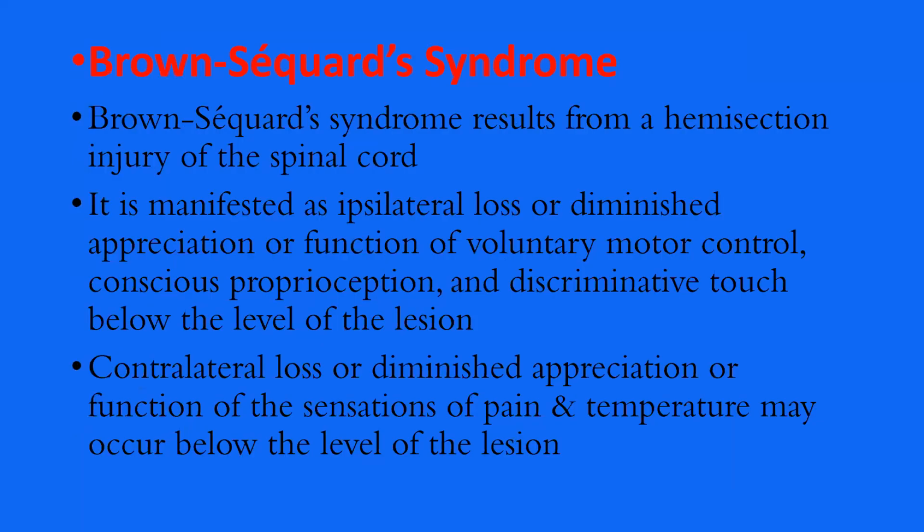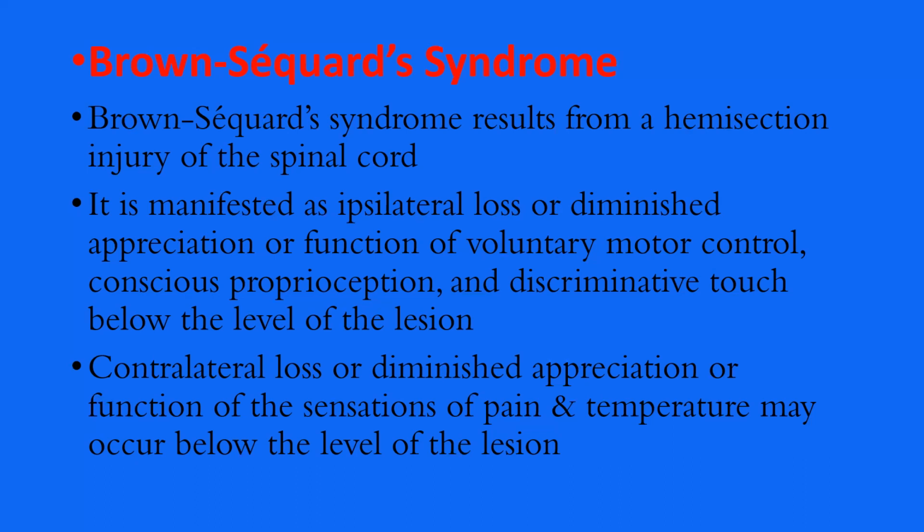Brown-Séquard syndrome. Brown-Séquard syndrome results from a hemisection injury of the spinal cord. It is manifested as ipsilateral loss or diminished appreciation or function of voluntary motor control, conscious proprioception, and discriminative touch below the level of the lesion. What happened? Say someone is stabbed and it comes through one side of the cord.